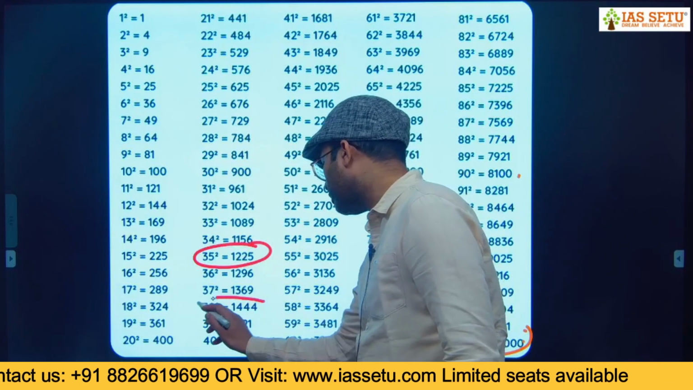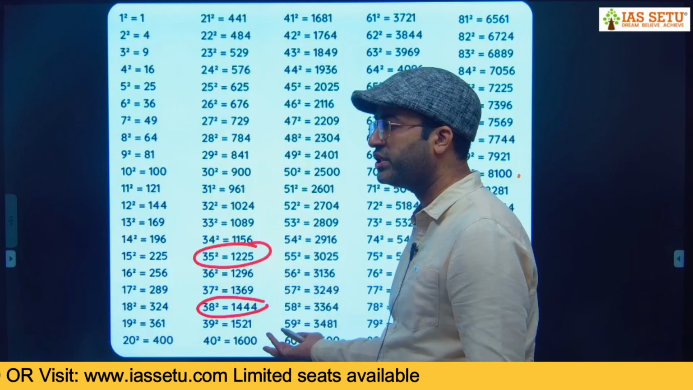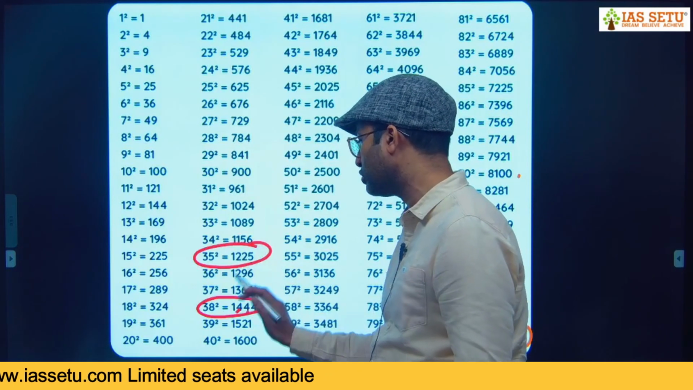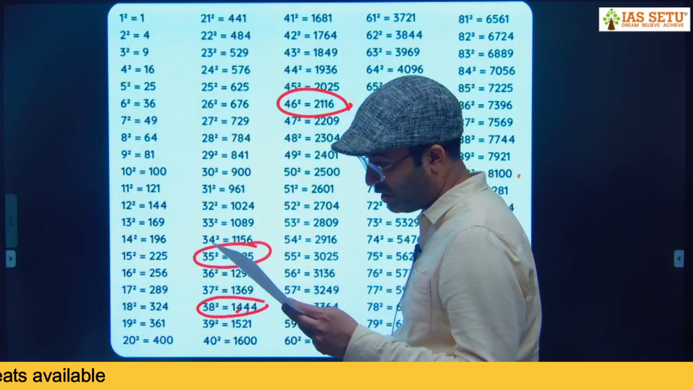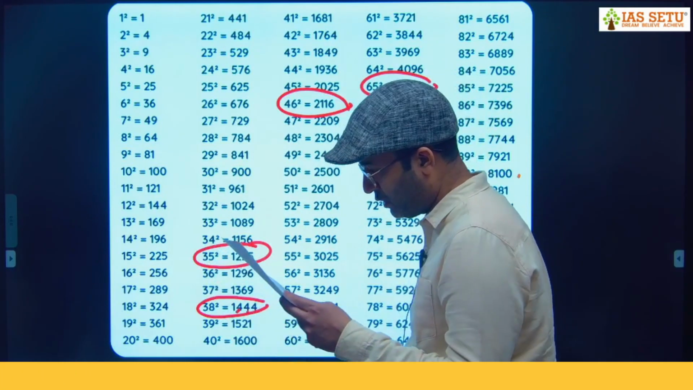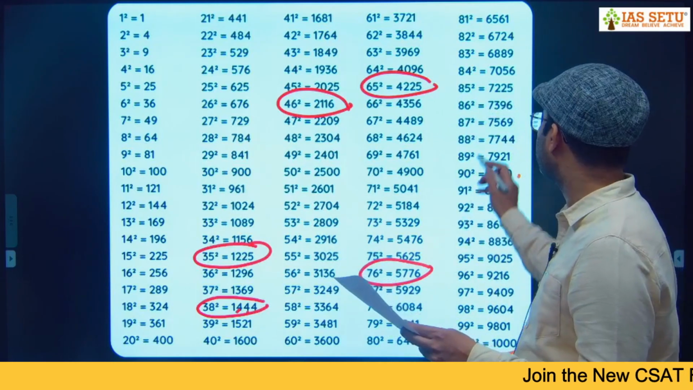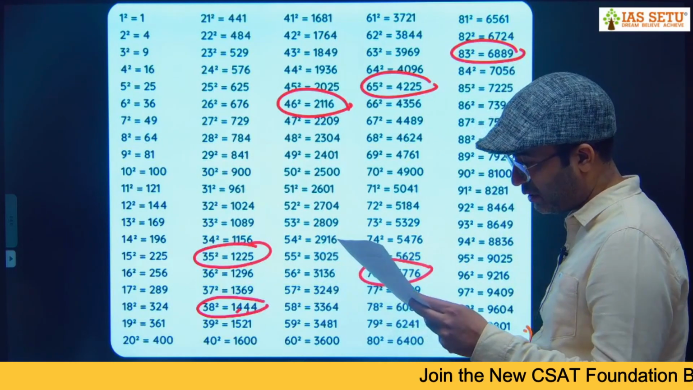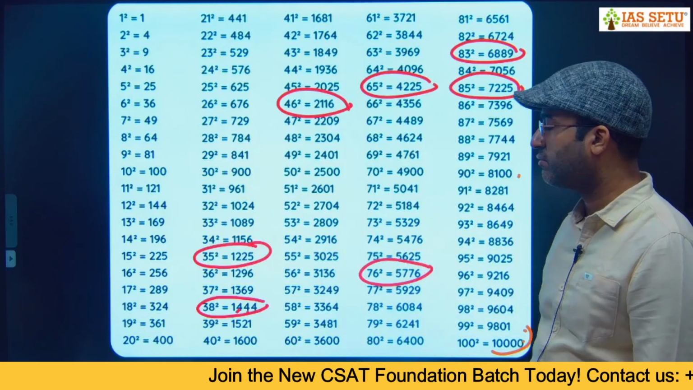Then 38 square, 1444. Middle 2 digits same, it is 3 digits same, that is a different case, but middle 2 digits are same. Next is 46 square, 2116. After that 65 square, 4225. 76 square, 5776. 83 square, 6889. 85 square, 7225. So these are the 7 numbers.